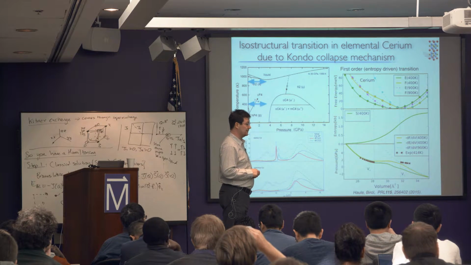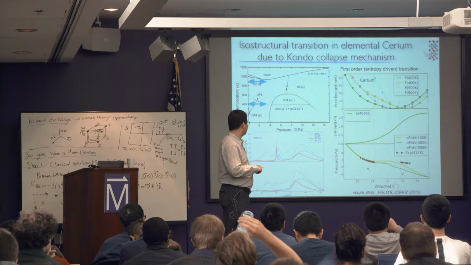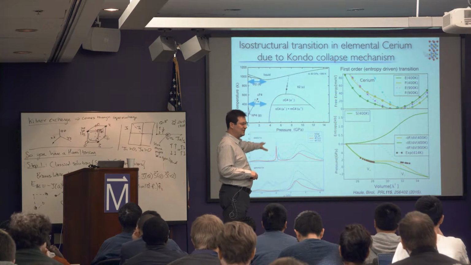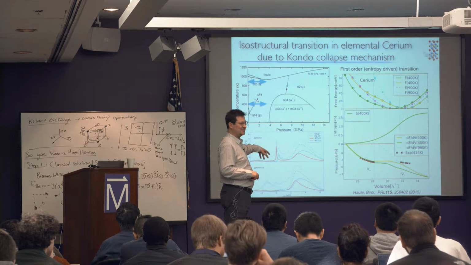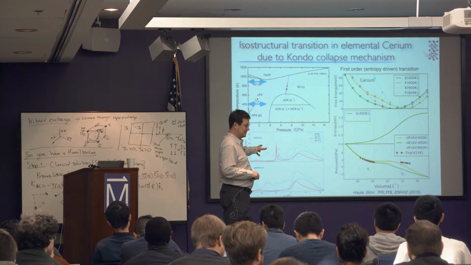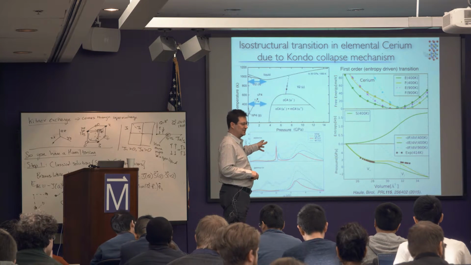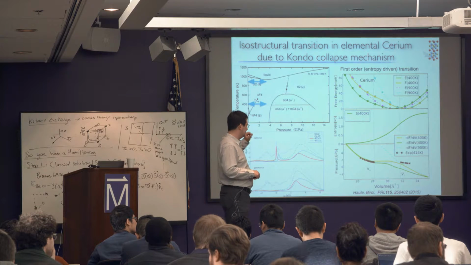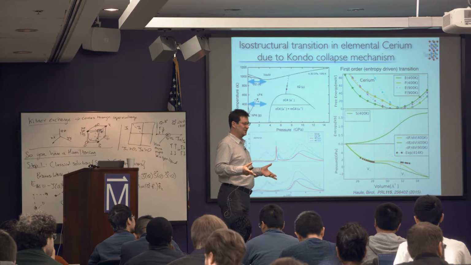Actually, it turns out that this type of work was done way before DMFT. So it's the so-called Kondo volume collapse mechanism that was figured out by Jim Allen way before DMFT. And actually, they fitted this to just an impurity calculation.